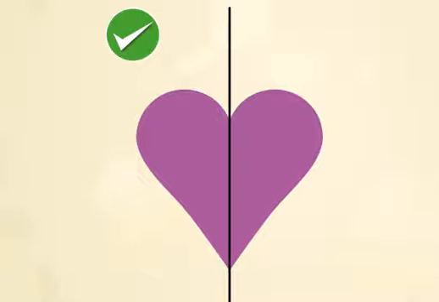This shape, the shape is a heart. If I put a line down the middle, is it going to be the same both sides? If you said yes, that's correct. What about this shape? If I put a line down the middle, is it going to be the same both sides? If you said no, that's right.